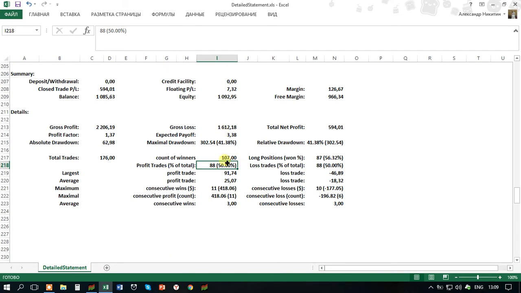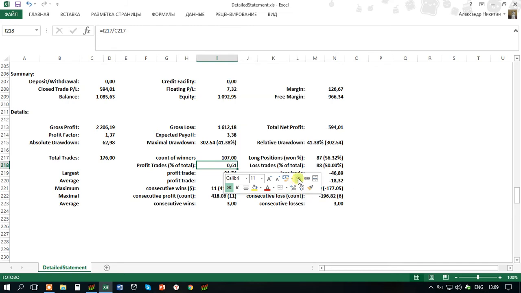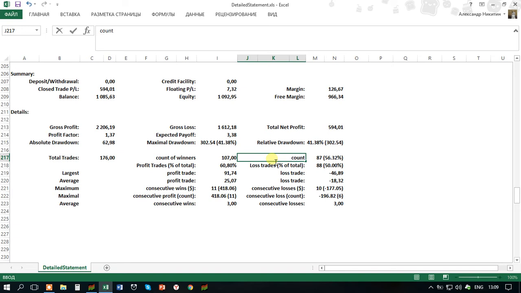Okay, so the count of winners is 107. If I divide it by total, here's the total amount. So this equals this divided by this. I will have the 61% accurate. Let this turn into a percentage and let this be this way. 60% being accurate.